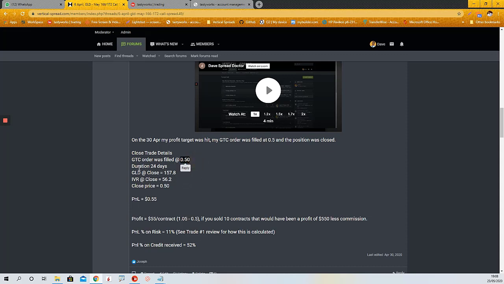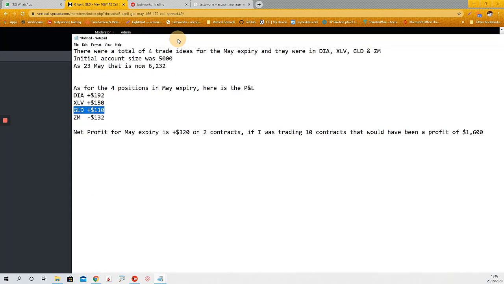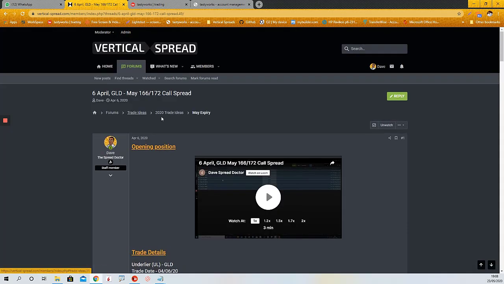So I was in the trade for 24 days. Implied volatility was at 56.2 when I closed the position. And this resulted in a P&L of $55 per contract. I sold 2 contracts, and that was a profit of $110. Now moving on to the final position, which was in ZM.